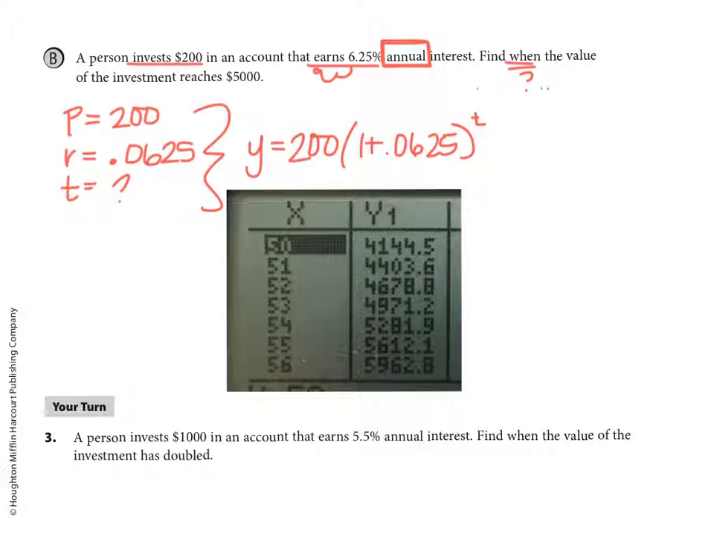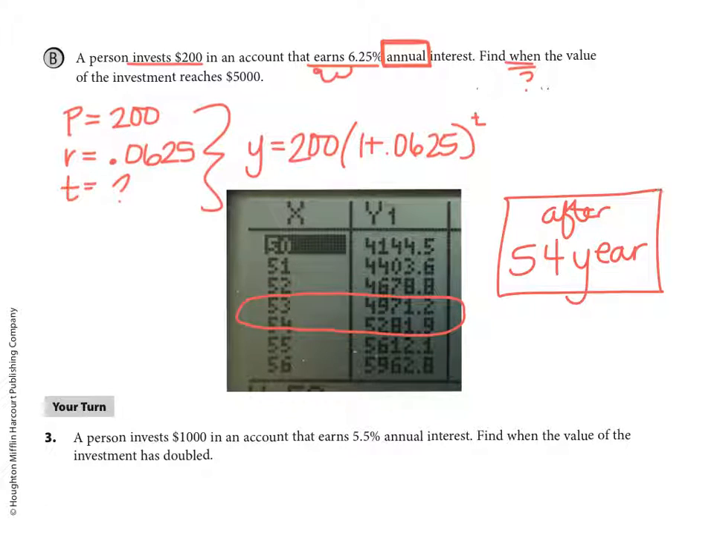And in our calculator, we're looking for where it hits 5,000. And it looks to me like that's going to be somewhere between 53 and 54 years. So the first time that you're going to be at least 5,000, the when will be 54, after 54 years.